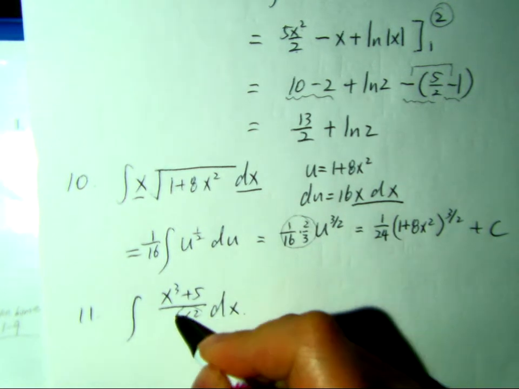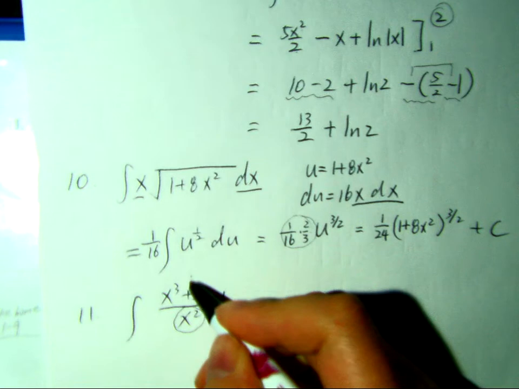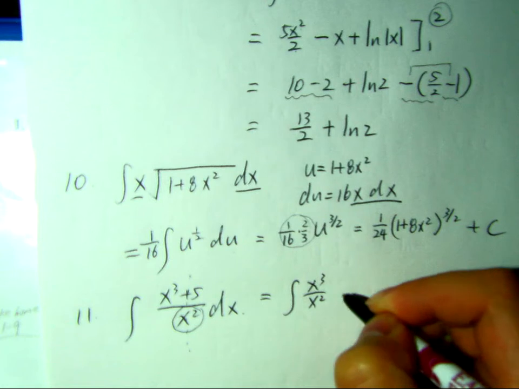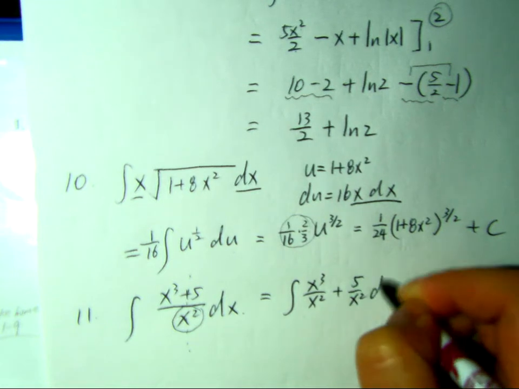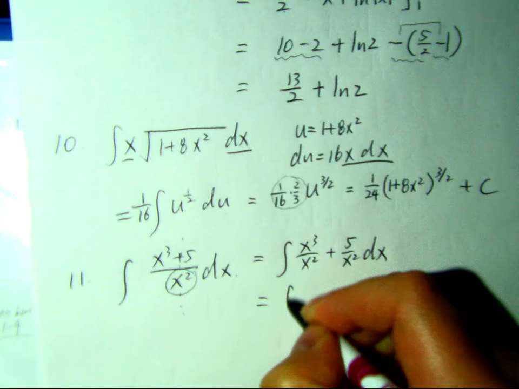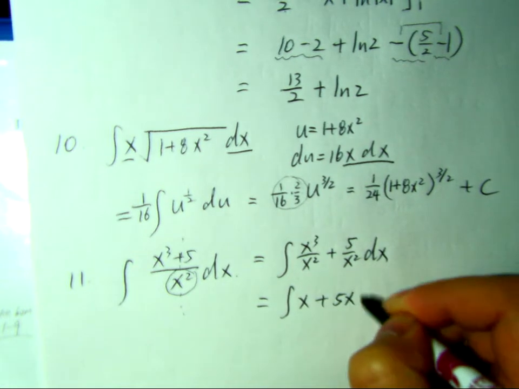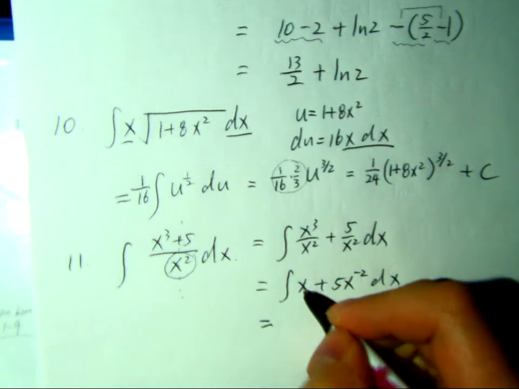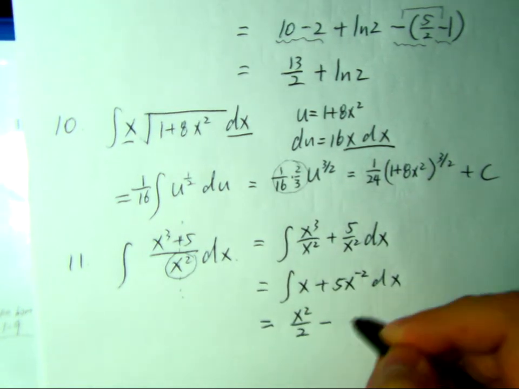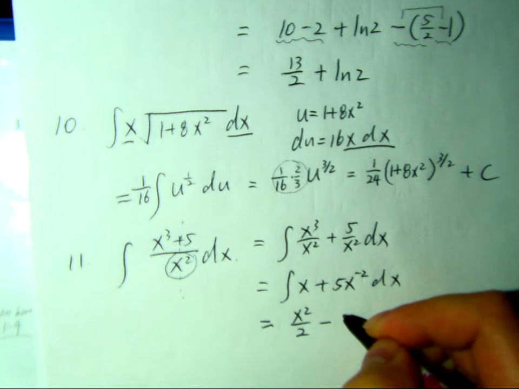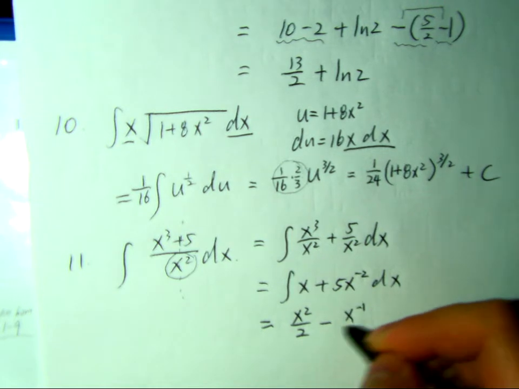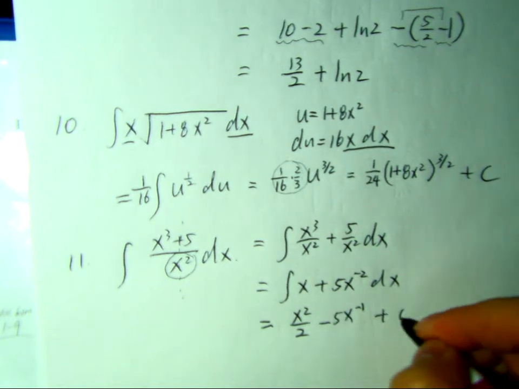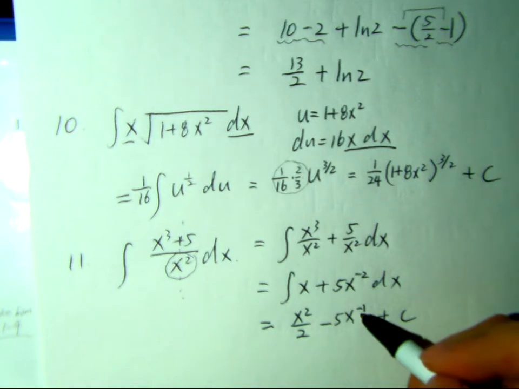Same thing, one single term on the bottom, so you're able to separate this, which will be the integral of x cubed over x squared plus 5 over x squared, which is the integral of x plus 5x to the power negative 2. And then you can take the integral individually. This is x squared over 2. This will be 5x to the power negative 1 over negative 1, that's why I changed this to minus, and the plus C. And you can leave it there. You don't have to simplify this negative sign.